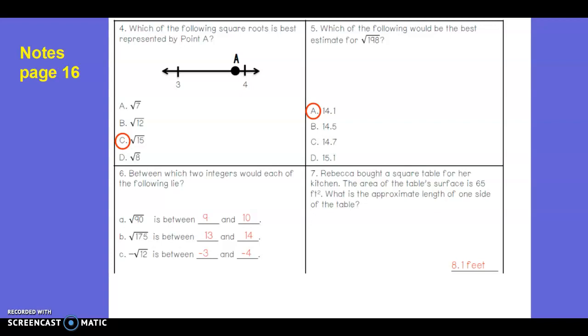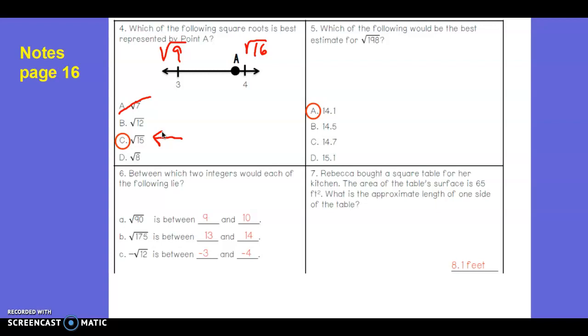Problem number 4, you had to calculate the best estimate for point A. If you look at point A, we see that it is in between 3 and 4, which means the square root of 9 is 3 and the square root of 16 is 4. So it's somewhere in between those two square roots. Looking at our choices here, the square root of 7 would be lower than the square root of 9, so we know that's not it. So it could be any of the other 3. The reason why the answer is C, the square root of 15, is because point A is very close to the number 4, or the square root of 16. So C would be the best guess.